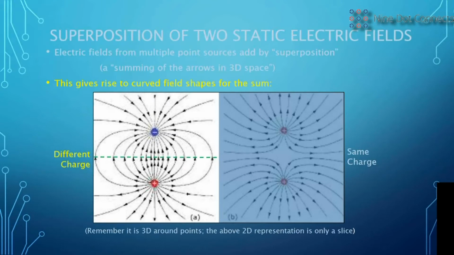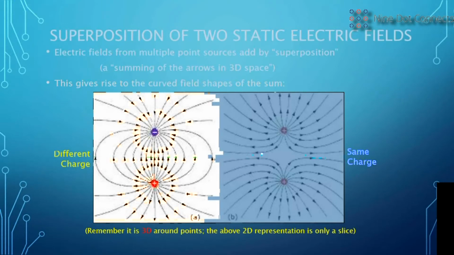If we happen to have the same charge, it's different. The two plus charges push the field lines away, and they all radiate out. None cross the dashed red line in the center. Remember, we're talking about 3D around points, and the above is merely a 2D representation. It's only a slice through 3D.